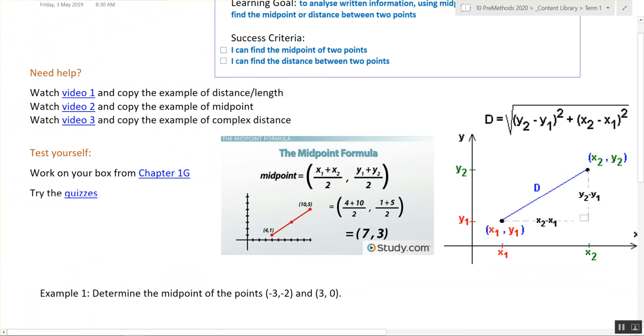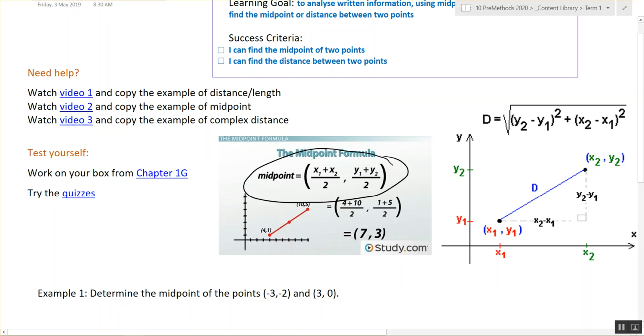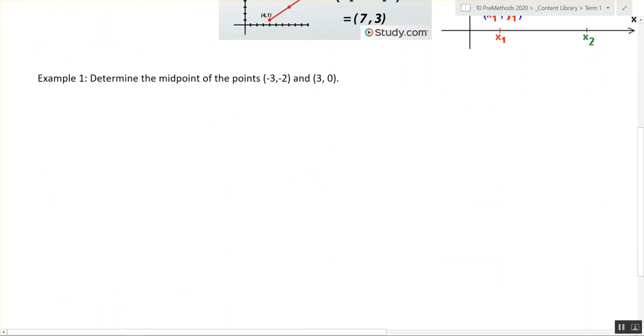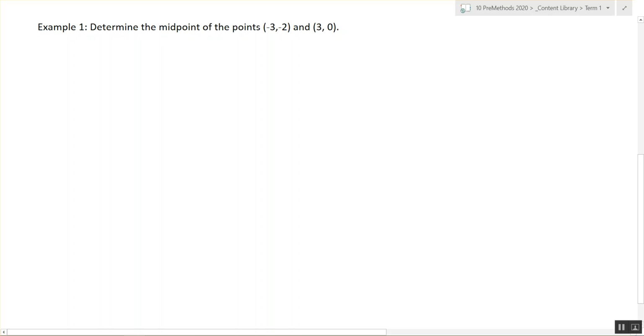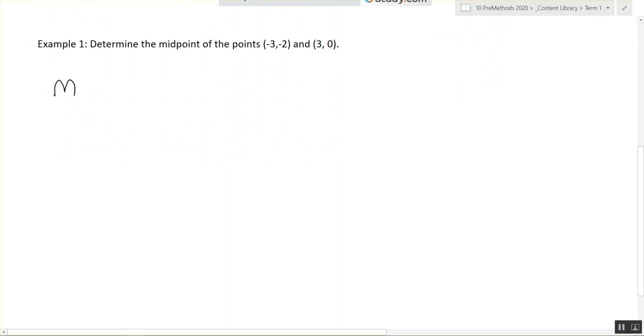Okay? So here are the two formulas, midpoint formula and distance formula. So let's have a go. First one, determine the midpoint of 2 points. So you write down the rule. Midpoint equals x1 plus x2 divided by 2. So to remember it, it's pretty much just finding the averages of the x and finding the averages of the y.